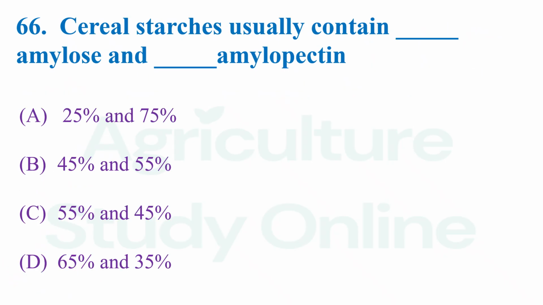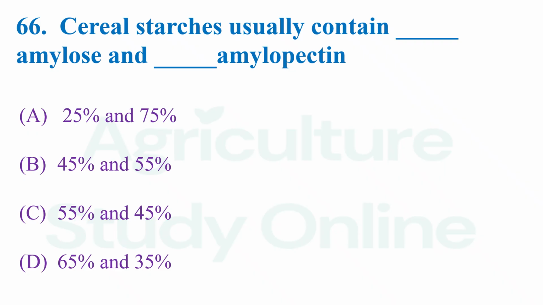Question number 66. Cereal starches usually contain dash amylose and dash amylopectin. So it's a concept for the composition of cereal starches. The first one, 25% amylose and 75% amylopectin, is the correct option, since it is a typical composition of a normal cereal starch, for example wheat, rice or maize. Amylopectin is the major fraction, and amylose is the minor linear fraction.